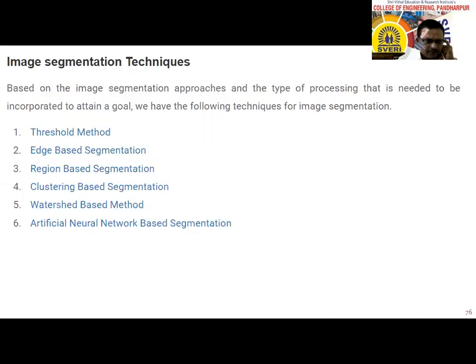Now, image segmentation techniques. Based on the image segmentation approaches and the type of processing needed to attain a goal, we have the following techniques for image segmentation. First is the threshold technique. Second, edge-based segmentation. Third, region-based segmentation. Fourth, clustering-based segmentation. Fifth, the watershed-based method. Sixth, artificial neural network-based segmentation.